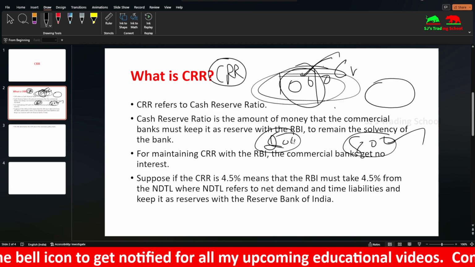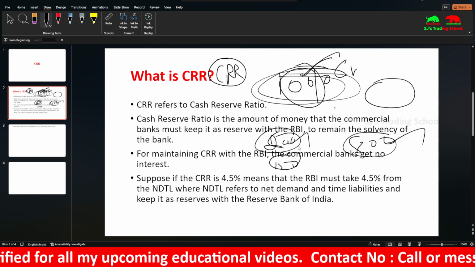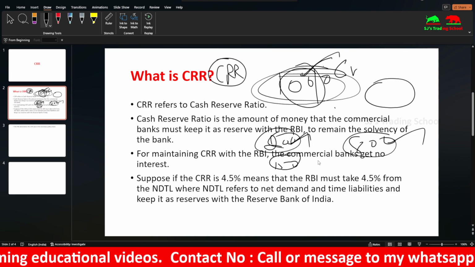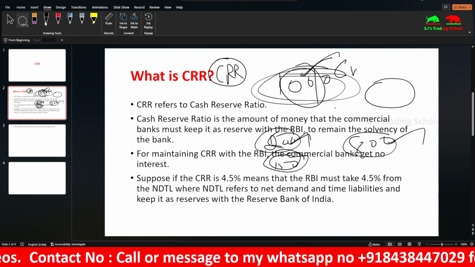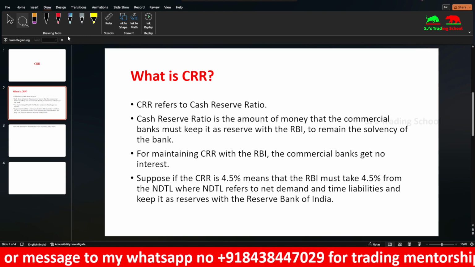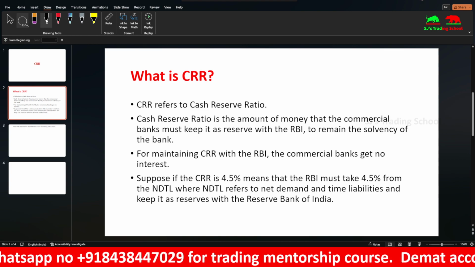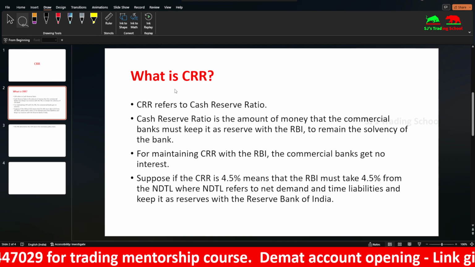If someone asks for a withdrawal of 150 crore, some amount of money is with the RBI and some amount is still kept as reserves in the bank itself. So the bank can take that amount and give it to the public, and there is no problem. This is for the safety of the banks, to keep them liquid, to keep them solvent, and to avoid them from becoming bankrupt.